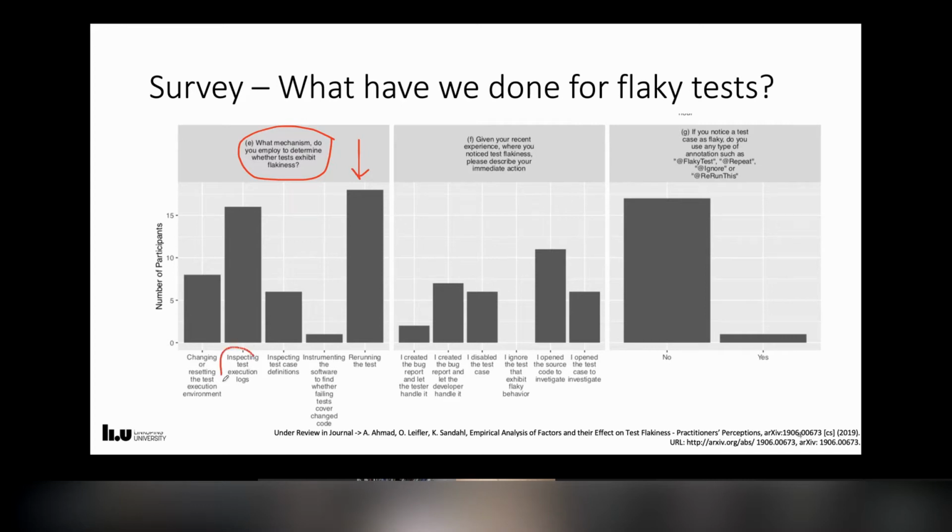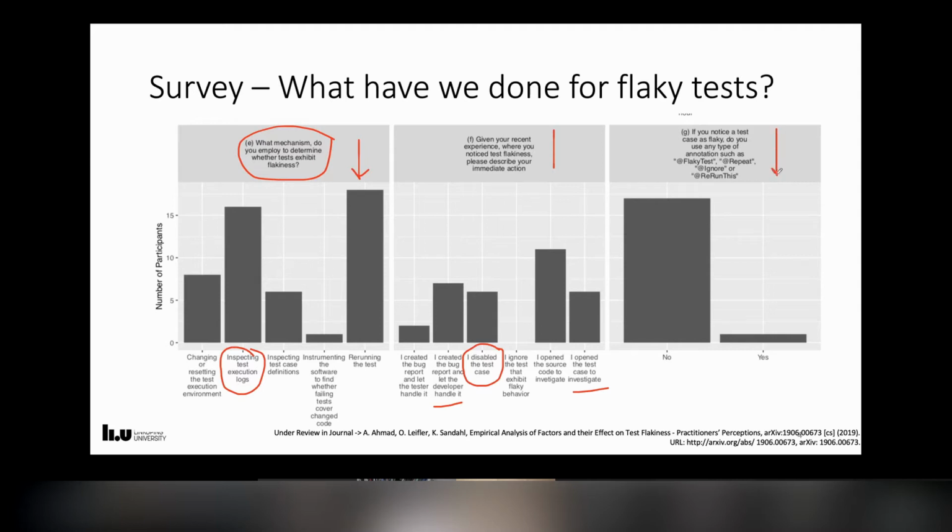Some inspect test execution logs to find out. When they find a flaky test, what do they do? Either they create a bug report, or they open the test case to investigate, or some disable the test case, which I think is not a good idea because, in my humble opinion, the test case might be checking a bug, and if you disable that test case, the bug might slip to the product.